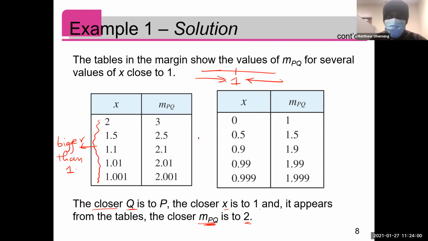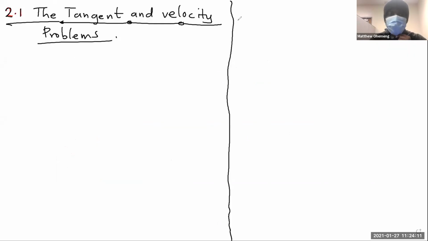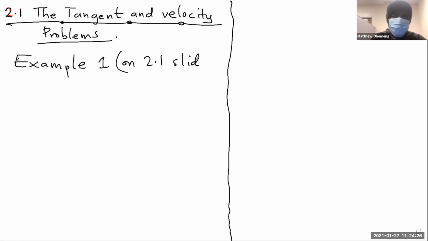Oh, does anyone need time? If you need time, do let me know. Okay, so I'm going to be using the whiteboard. Sometimes some of the examples are long, they won't fit on the PowerPoint, so then I'll just transfer them here. So I'll reference them like this: example 1 on 2.1 slide, so that you can see where I'm referring to.